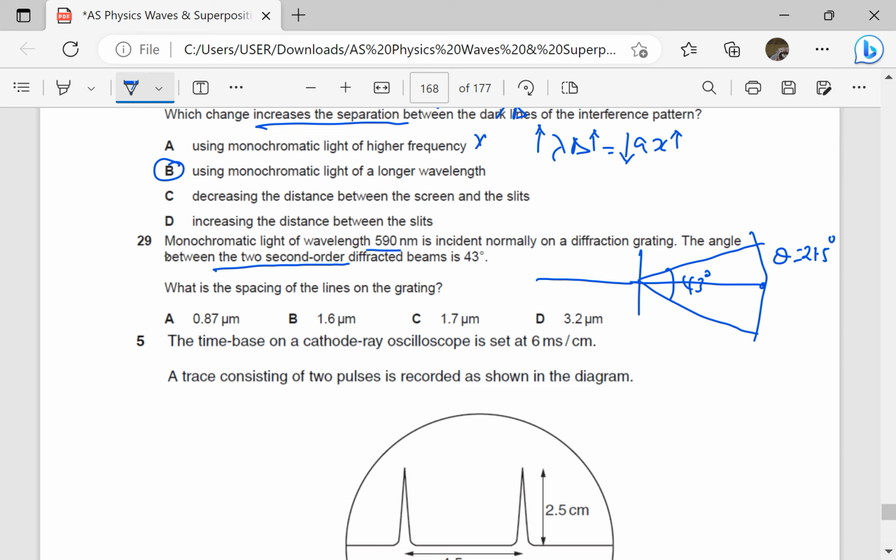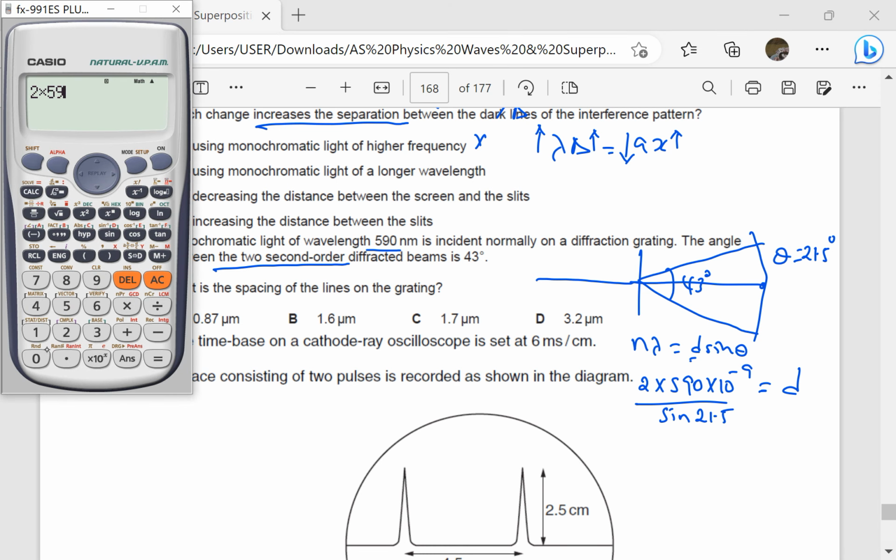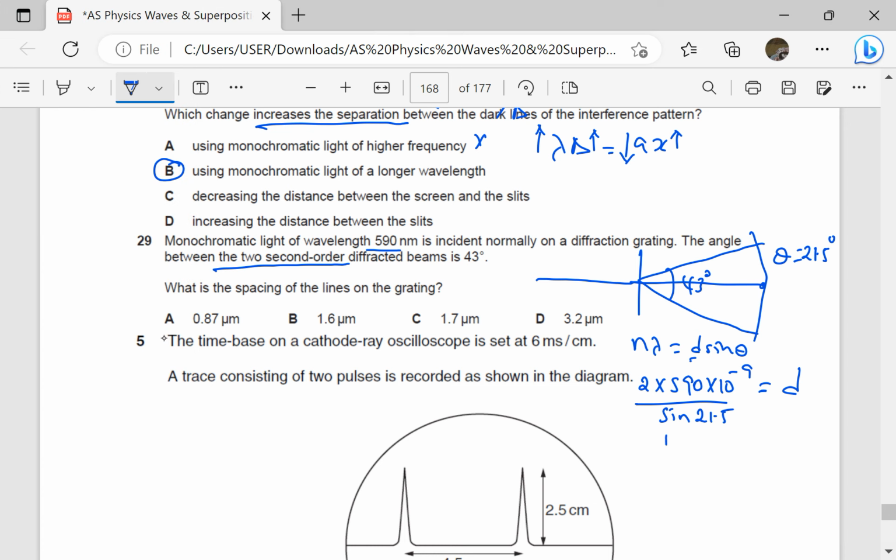What is the spacing of the lines on the grating? So we know that n lambda is equal to d sine theta. We want d, that is the spacing of the lines. So n is 2, wavelength is 590 times 10 to the power negative 9 equals d sine theta. So I'll just divide by sine of 21.5. So d is equal to 2 times 590 times 10 to the negative 9 divided by sine of 21.5. That's 3.2 times 10 to the power negative 6. And 10 to the power negative 6 is micro, so the answer is going to be D.